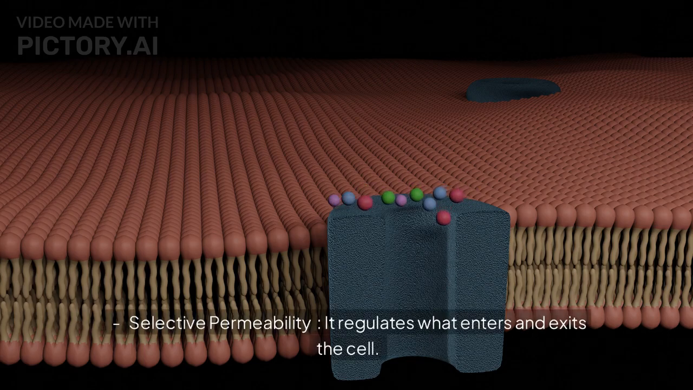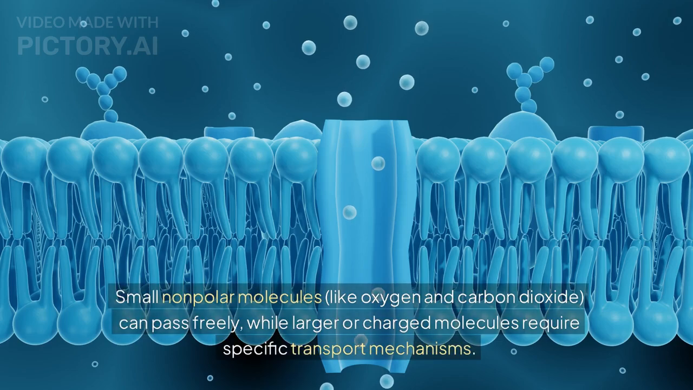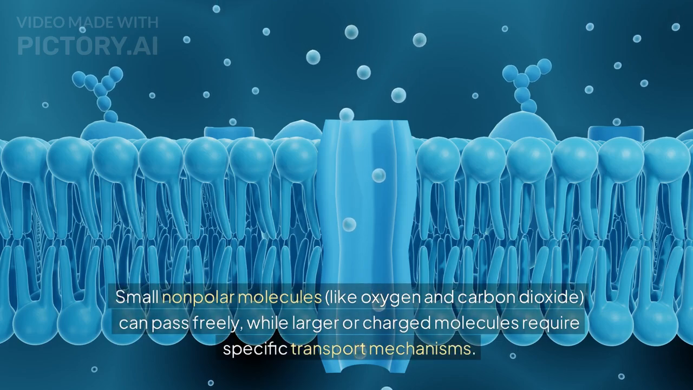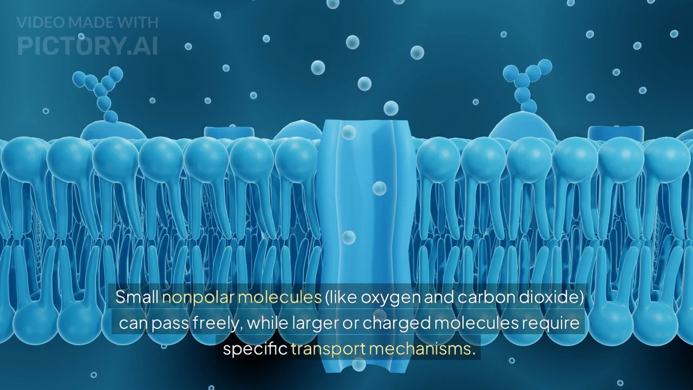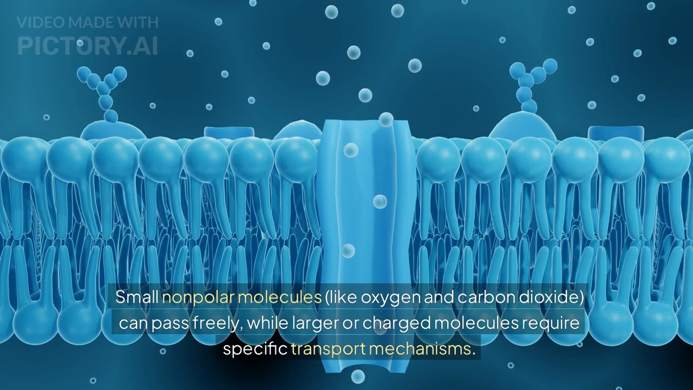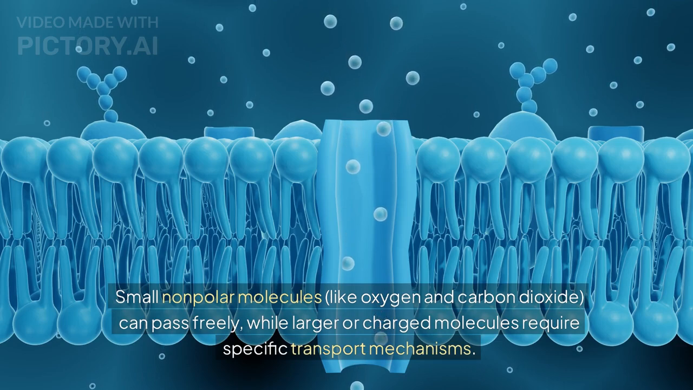Selective permeability. It regulates what enters and exits the cell. Small nonpolar molecules, like oxygen and carbon dioxide, can pass freely, while larger or charged molecules require specific transport mechanisms.